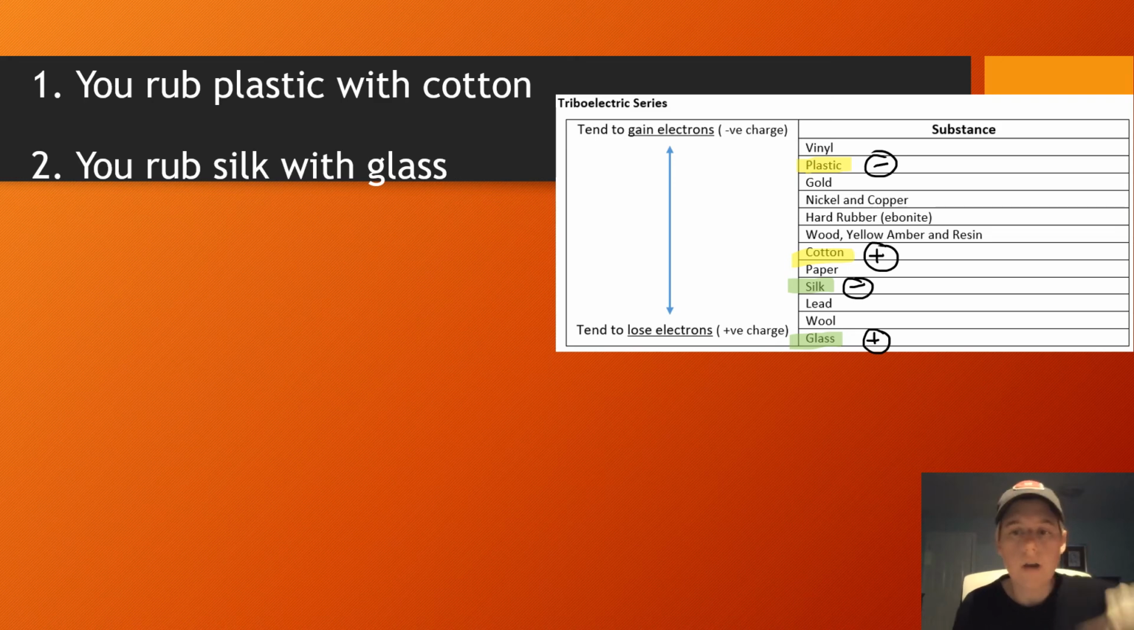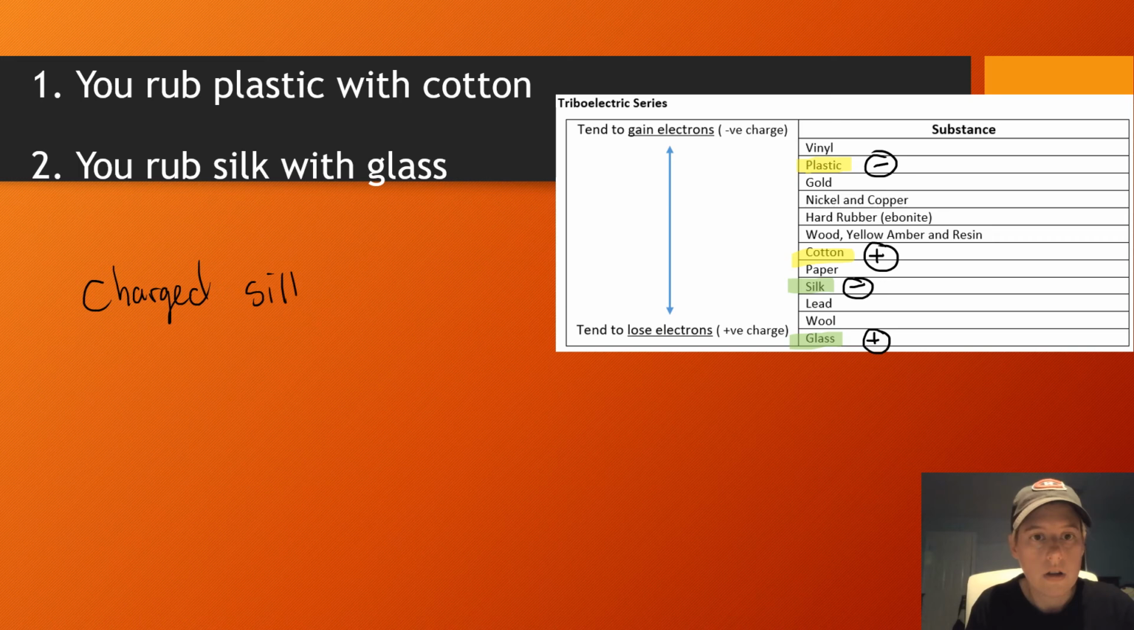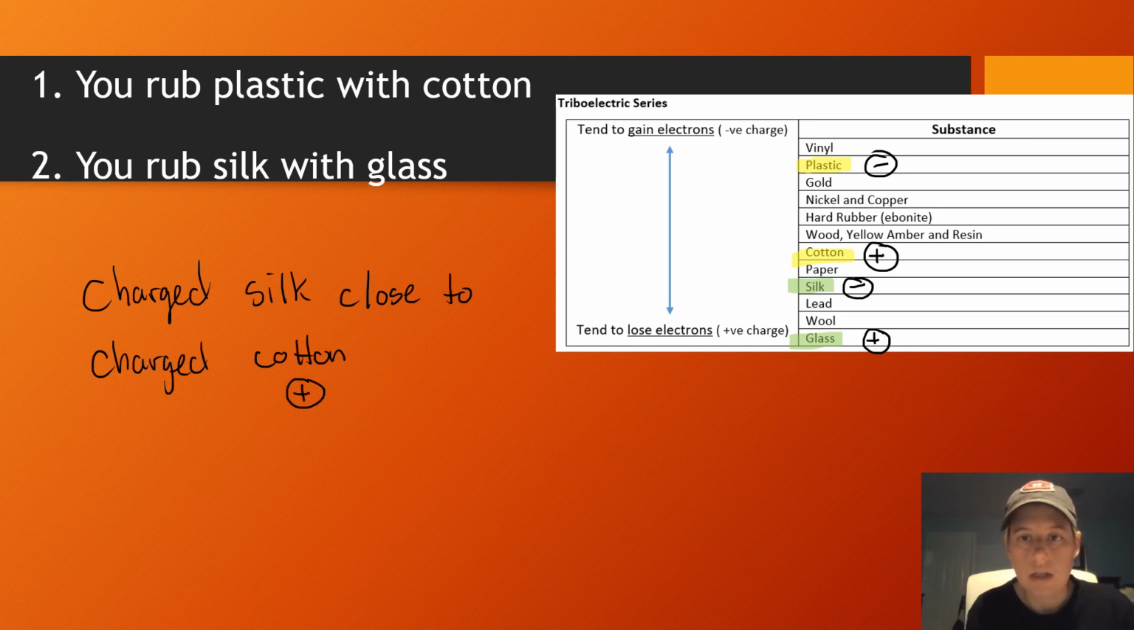And whenever you have something like this, then they'll tend to ask really common questions like, what happens when you bring charged silk close to charged cotton? So once you've actually determined the charges, you look at your chart, you see that cotton had a positive charge, you see that silk had a negative charge. So when I bring the two together, well, the result is that they are going to attract, because remember, opposite charges attract.